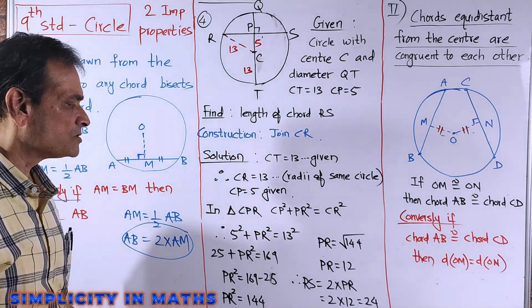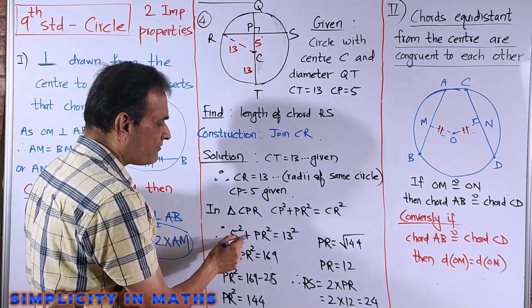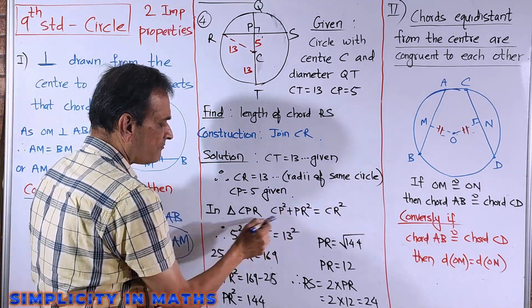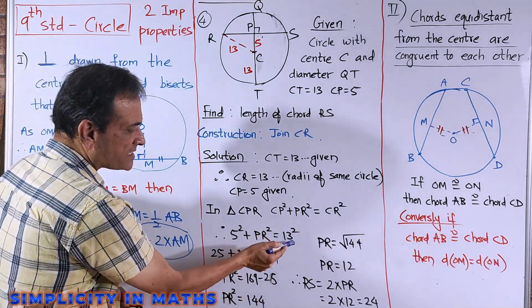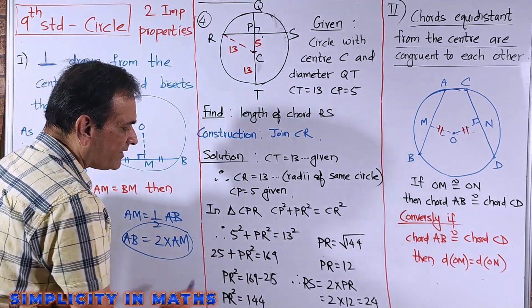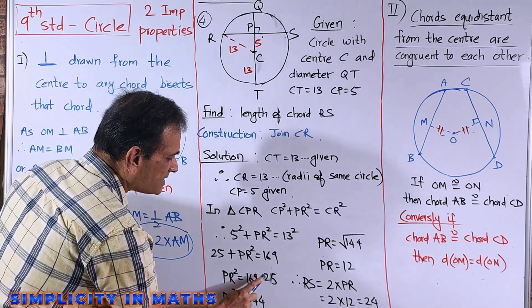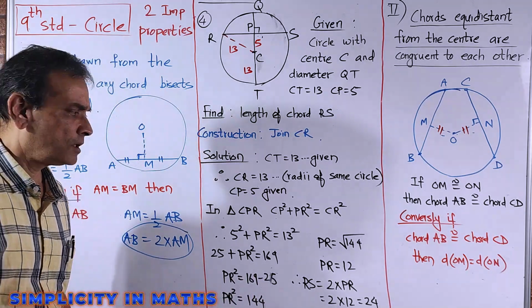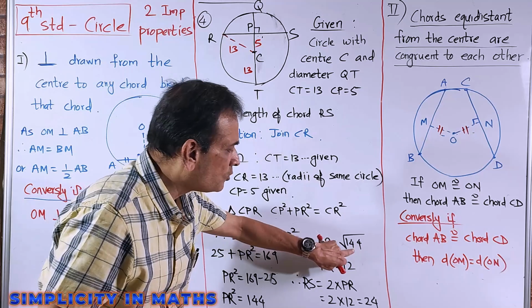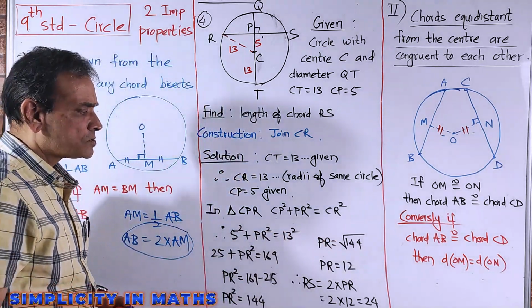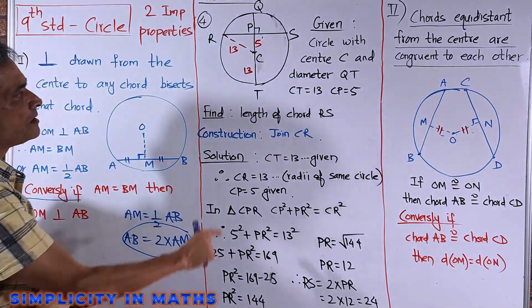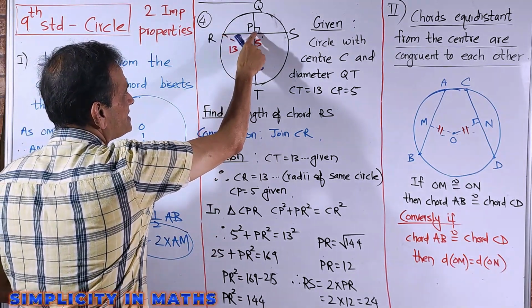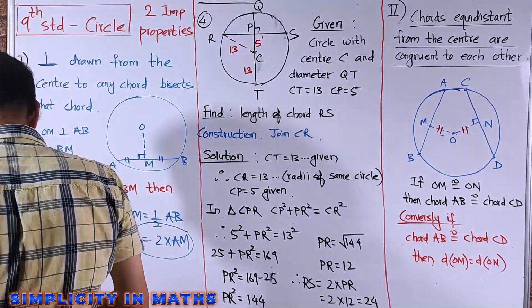Just substitute the values. CP squared is 5 squared, CR is 13, so you get 169 here, 25 here. 169 minus 25 gives you 144. So PR is equal to root of 144. So root of 144 is 12. So you get PR as 12, which I'll show now.